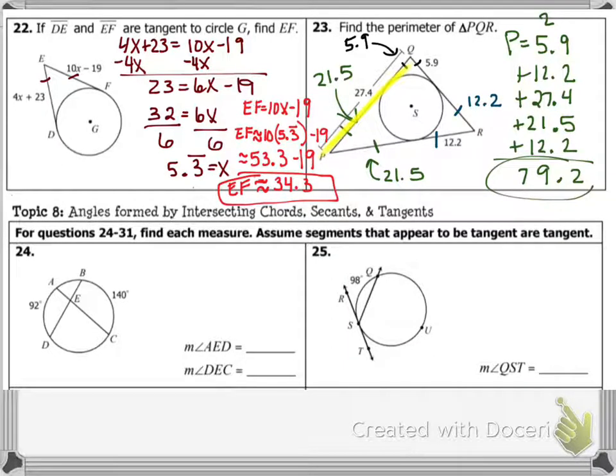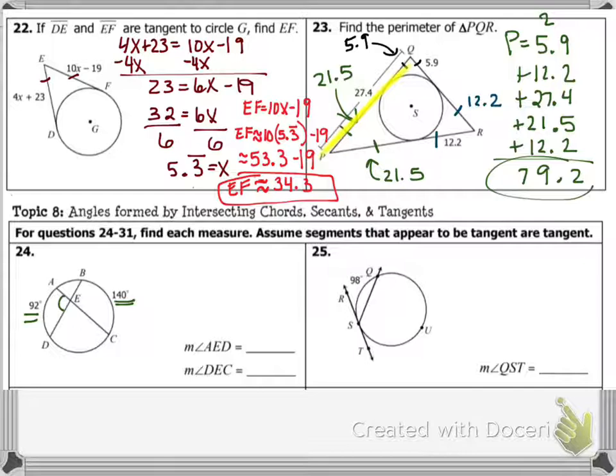Topic number 8, angles formed by intersecting chords, secants, and tangents. For questions 24 through 31, find each measure, assume the segments that appear to be tangent are. Coolio, I can do that. So angle AED is inside here, and the property for this tells me that this angle on the inside is going to be the average of these two angles here.